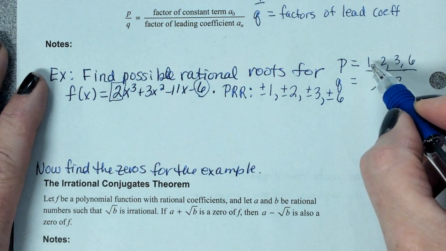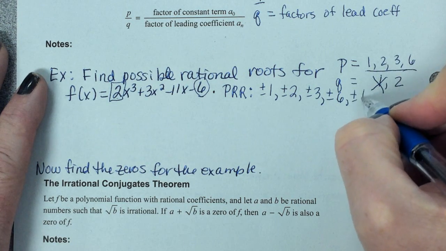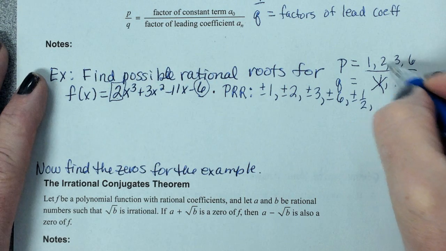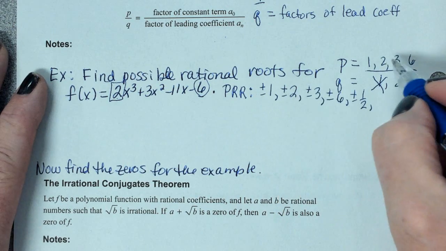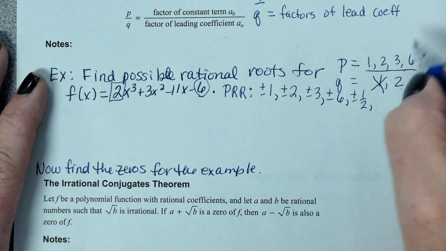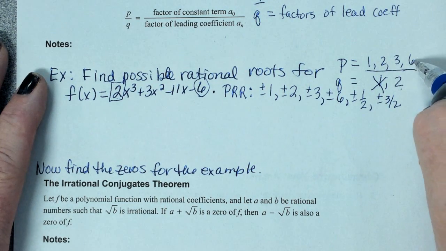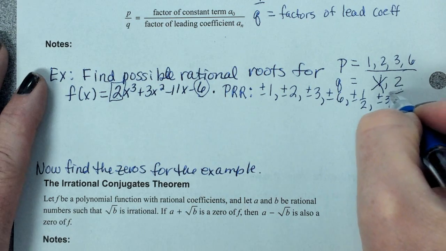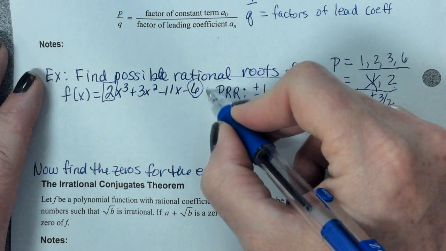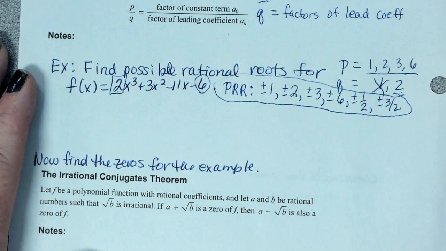My other possible rational roots are 1 over 2. So plus or minus 1/2. 2 over 2. Did I already use 2 over 2 though? What's 2 over 2? Just 1, I've already got it. Not going to write it again. 3 over 2, so plus or minus 3/2. Finally, 6 over 2. That would be 3. I already wrote it. So these right here would be the only possible rational roots to this problem.